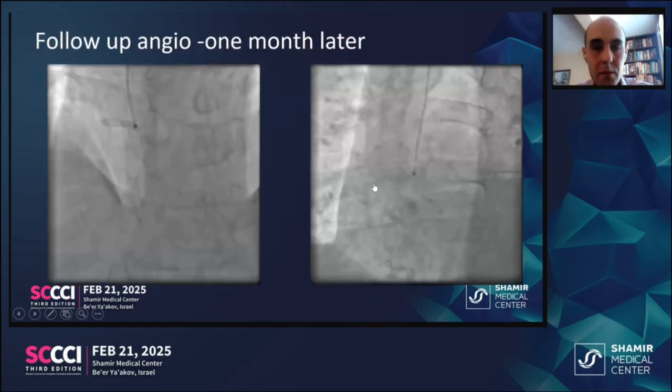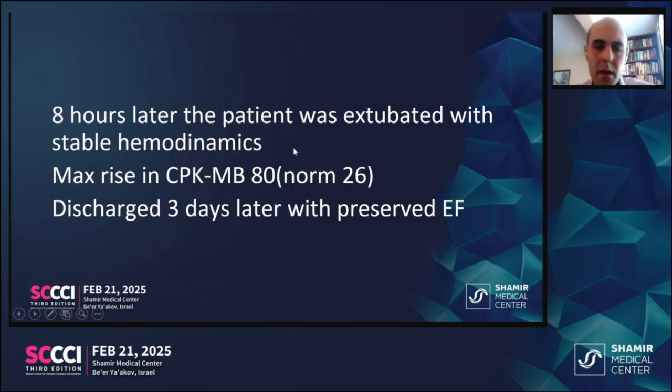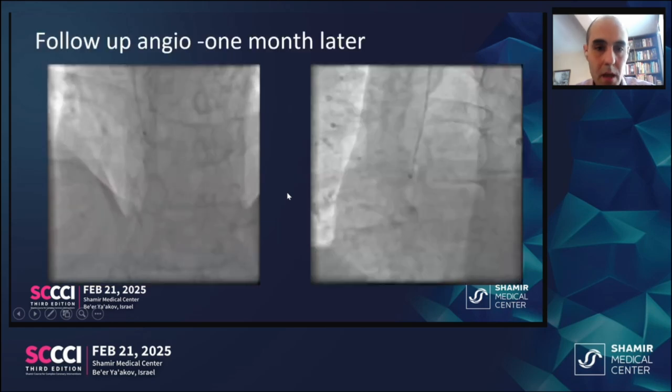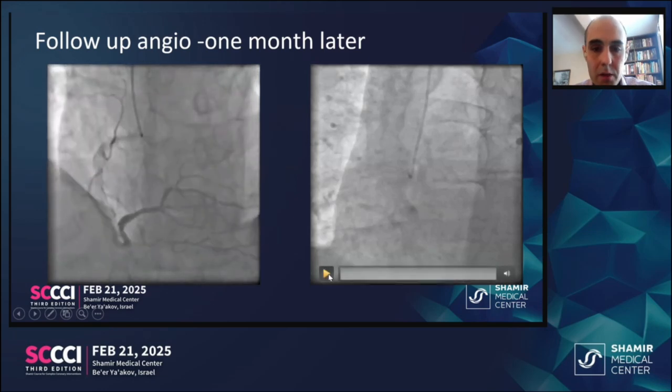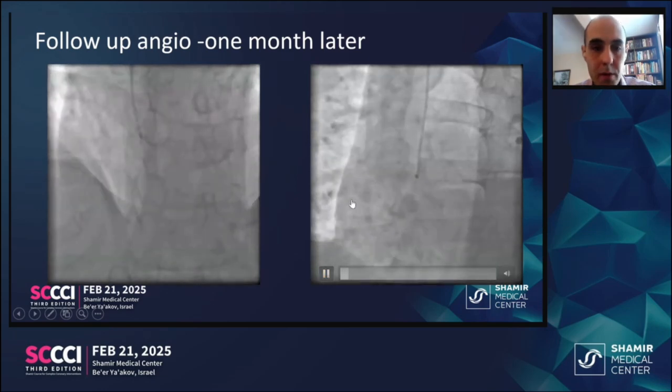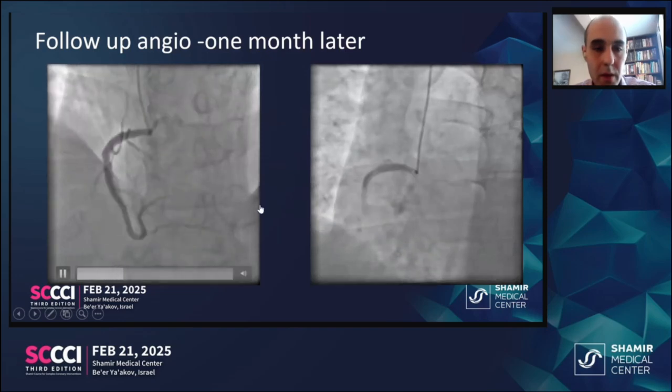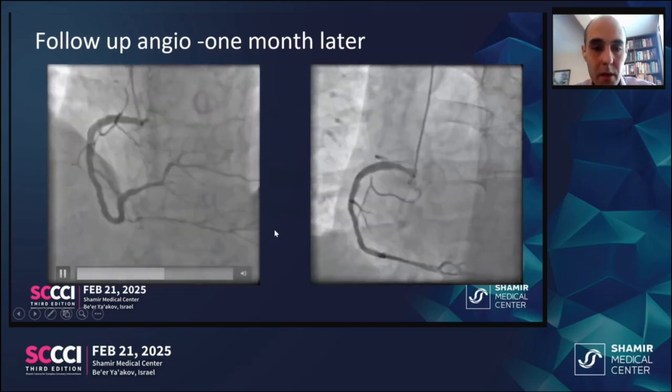The patient was extubated 8 hours later. Maximum rise in the CK-MB fraction was 3 or 4 times above the normal limit. We discharged the patient 3 days later with preserved ejection fraction and without any other complication. This is the follow-up angio that I did 1 month later. You see, all the branches are back, hopefully and thankfully, and we got the PD.